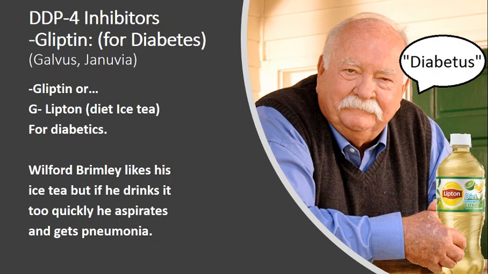DPP4 inhibitors end in gliptin and are for diabetes. Januvia is one. Galvus is one. When I think of gliptin, I think of G-Lipton, like Lipton diet iced tea for diabetics. So on the right here you see Wilford Brimley enjoying his Lipton diet iced tea. But if he drinks it too fast, he'll aspirate and then get pneumonia. One of the problems with the DPP4 inhibitors is that you have to watch for pneumonia with these.